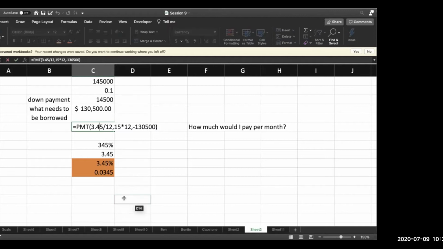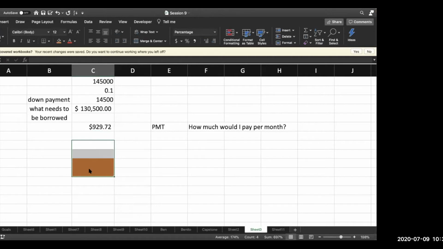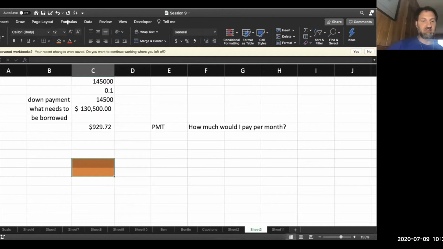So to get that 0.0345, you divide by 100, 3.45 divided by 100, right? So one option is to write this as a decimal, 0.0345. Okay, now that's a realistic answer. That's a reasonable payment for this situation.